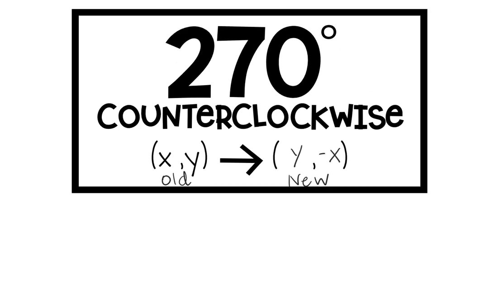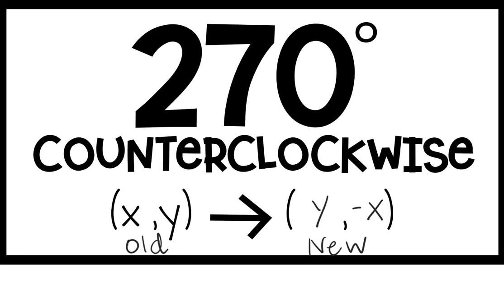Ok, y la última rotación que dice mi regla, voy a hacer el cambio de posición, pero esta vez X va a ser el que tiene ese cambio de signo. Ok, so el X que estaba originalmente en el punto va a tener ese cambio de signo en el nuevo punto.